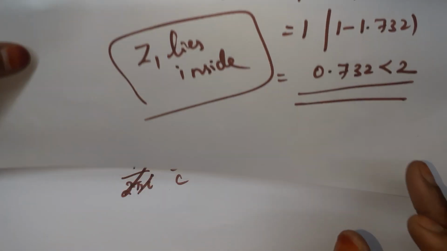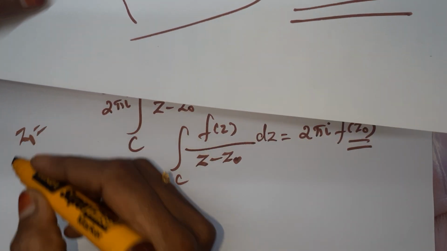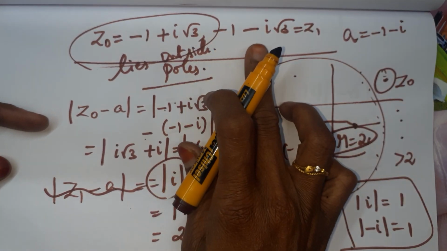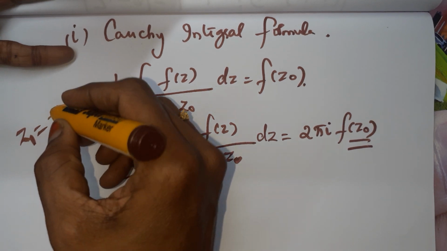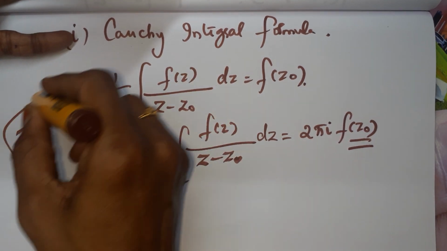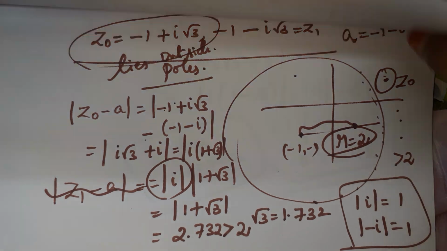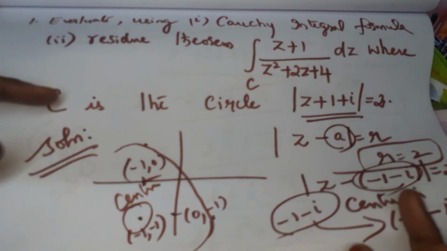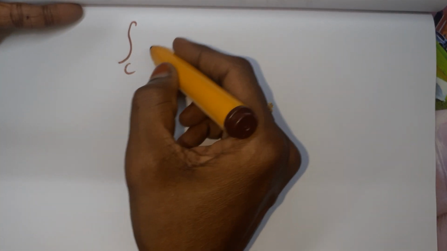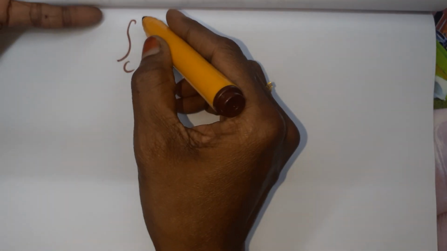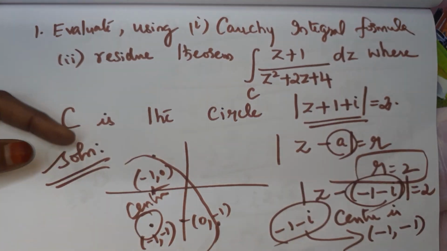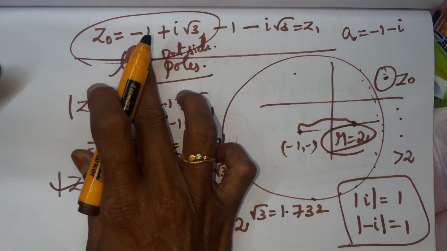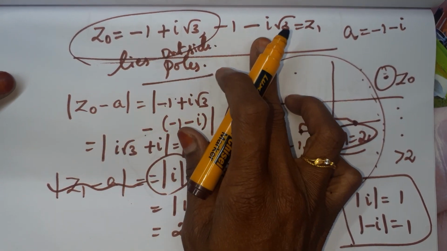We said this pole z1 is lying inside, so for this only we are going to start. z1 is minus 1 minus i root 3. The given problem is this one, so we have to write integral over c of z plus 1 by, and this we have factorized. What are the poles we got? Minus 1 plus i root 3 and minus 1 minus i root 3.